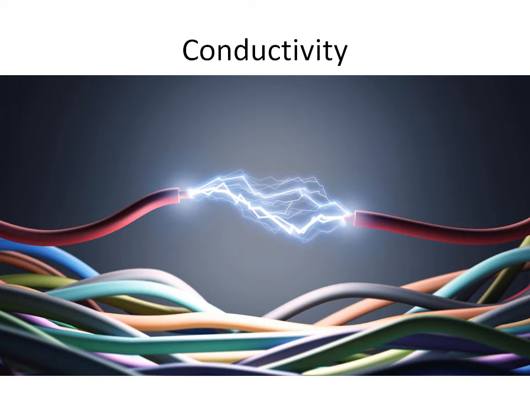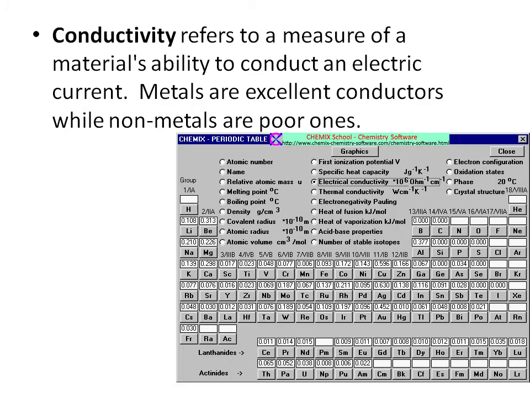I've mentioned conductivity a few times now. Conductivity deals with the ability of a substance to conduct an electric charge. Metals are good conductors, nonmetals are very poor ones. This chart here shows different conductivity levels of different substances. Some of the nonmetals have zero conductivity. Silver turns out to be the best of all the metals.